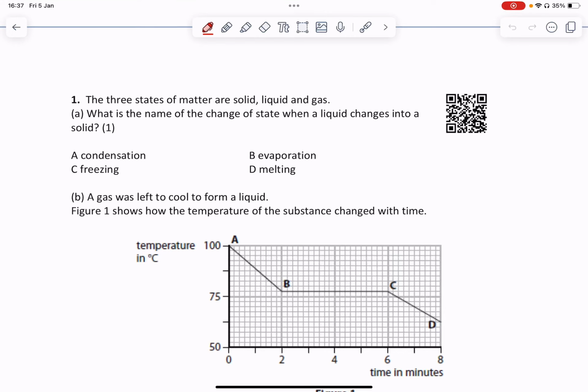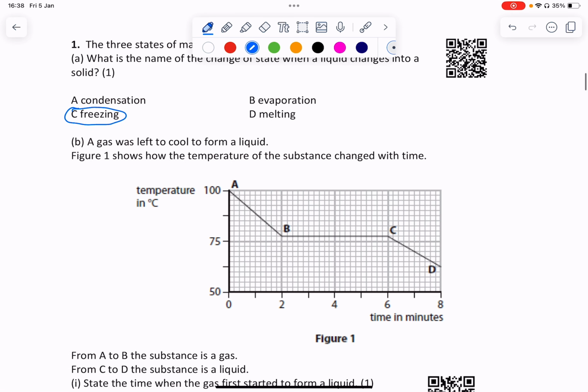Okay, so in this question, let's have a go at it. It says the states of matter: solid, liquid and gas. What is the name of the change when we go from a liquid into a solid? So you think about what this means. Liquid is water, going to solid is ice. So the answer is going to be freezing.